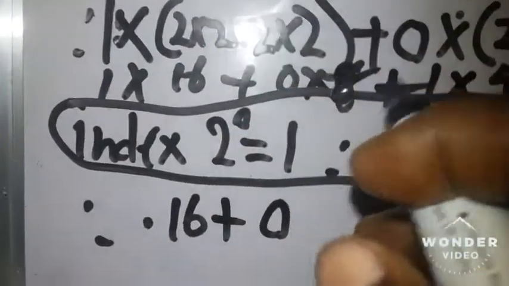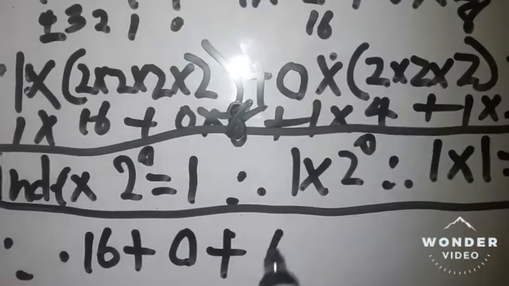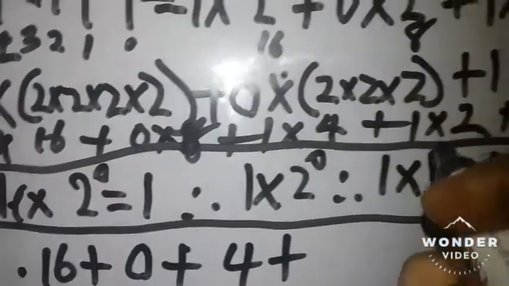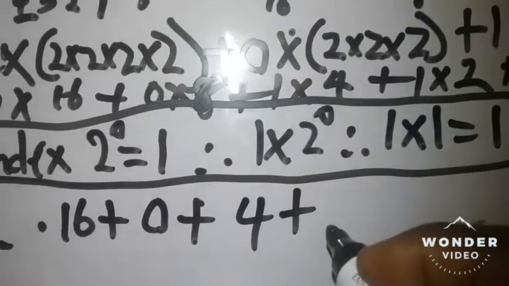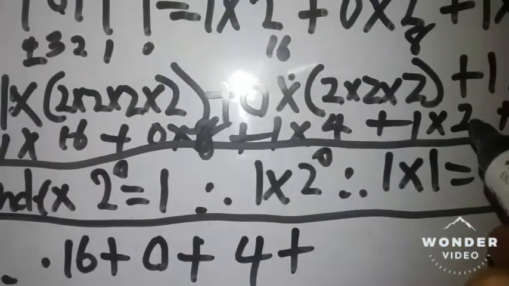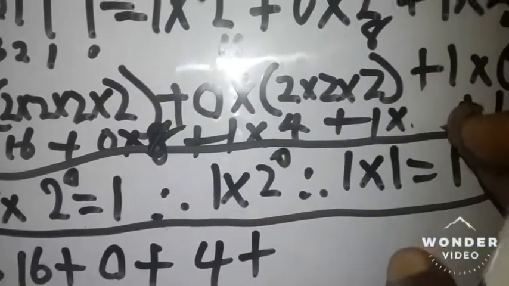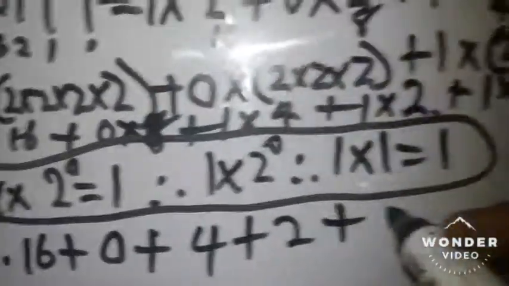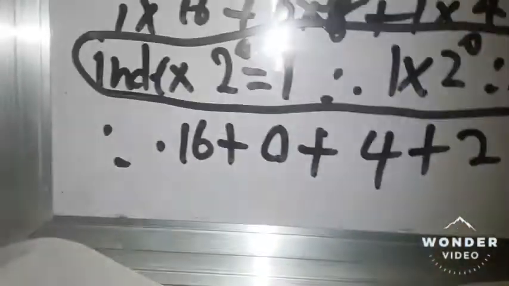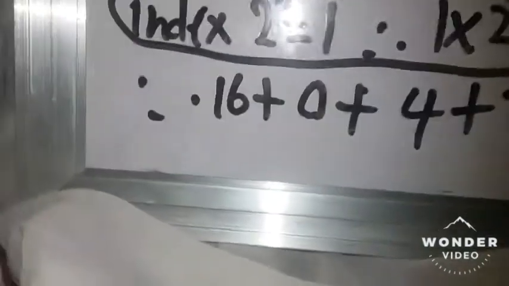Anything times 0 is 0, so 0 times 8 is 0, plus 1 times 4, that is 4, plus 1 times 2, that is... sorry, here it should be 4. Okay, it's 2, sorry, because it's raised to power 1. 2 plus 1. So we have converted it back to decimal.